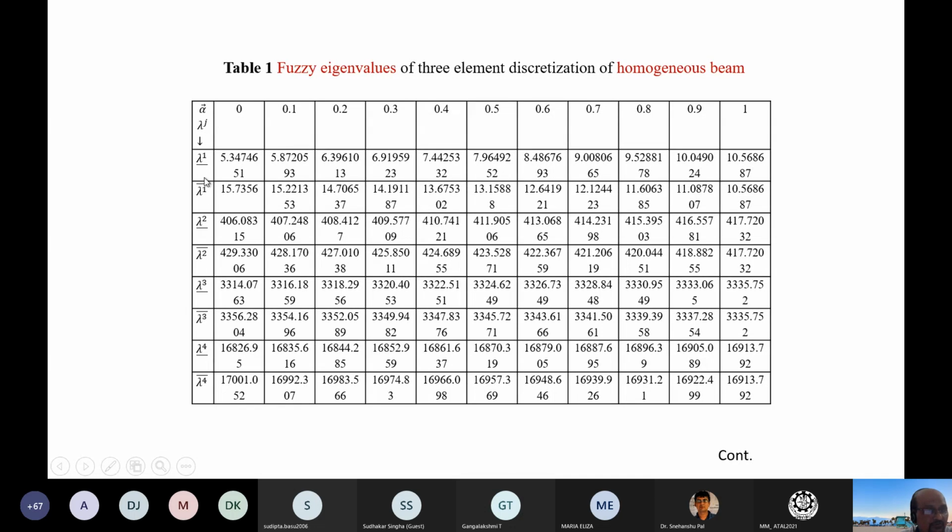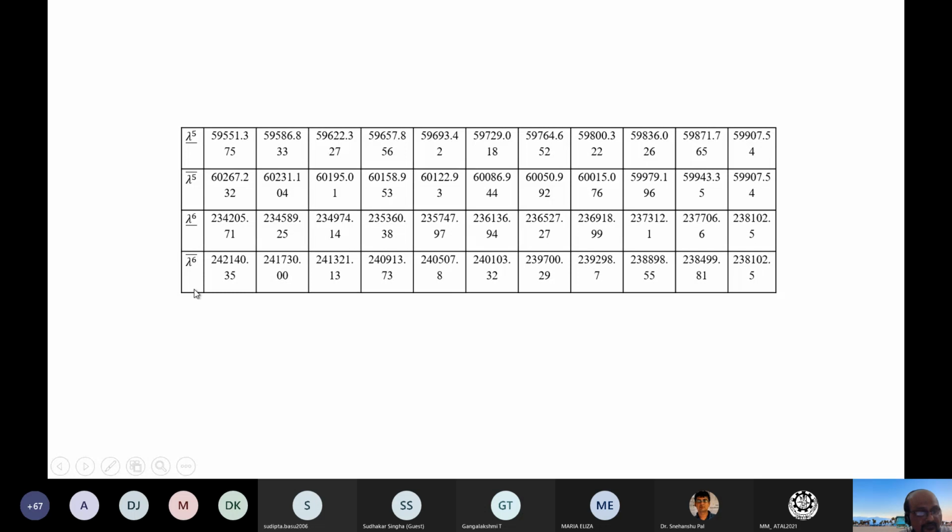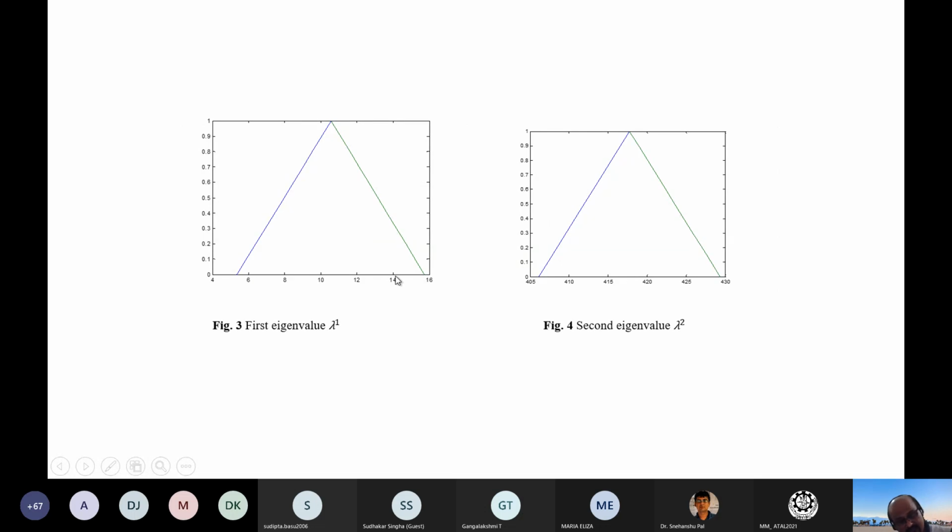These are the lower values, lambda 1 lower and then lambda 1 upper. As we change these alpha values from 0 to 1, the second and third rows will give you the interval solution of the different frequencies or lambda. Similarly, next is lambda 2, then third, then fourth. So this is for the homogeneous beam. Okay, then fifth, then sixth. So these are the eigenvalue plots.